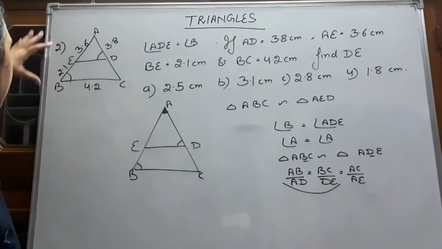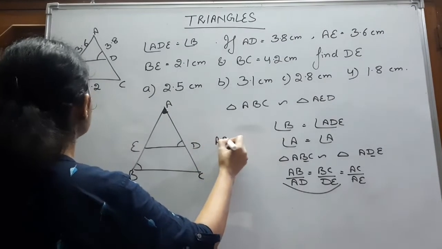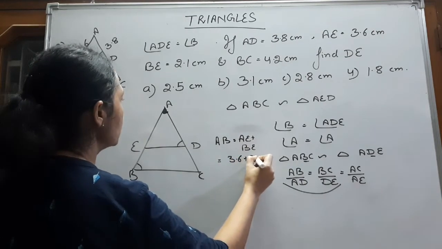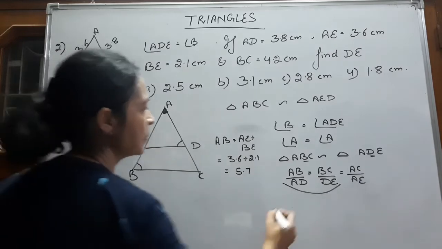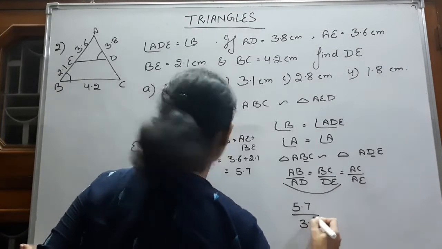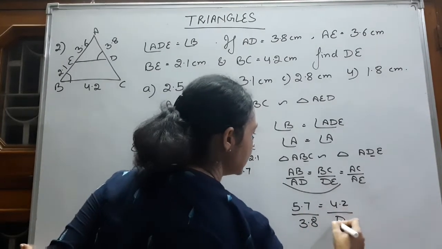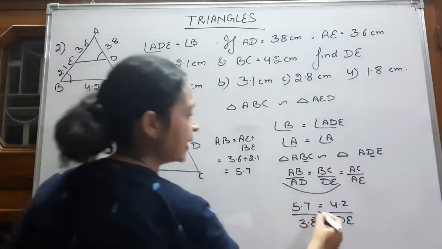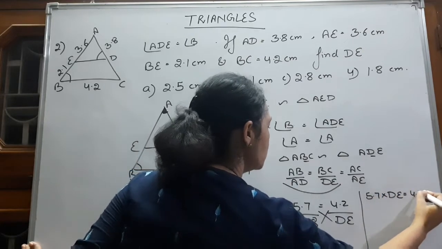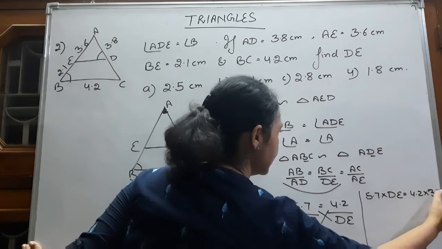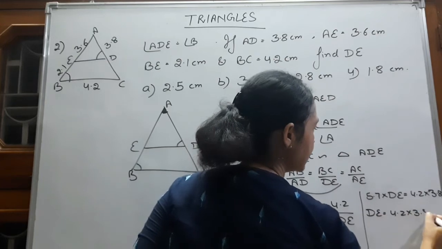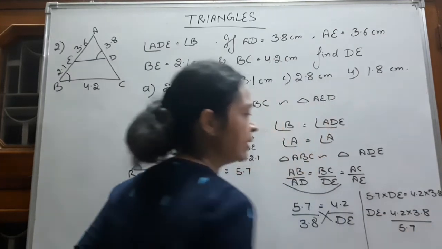Take these two. Now, what is AB? AB is AE plus BE, which is 3.6 plus 2.1. This is 5.7. So, we have 5.7 upon AD, what is AD? 3.8 equals BC is 4.2 upon DE. Cross multiply. 5.7 into DE equals 4.2 into 3.8. DE is 4.2 into 3.8 divided by 5.7.